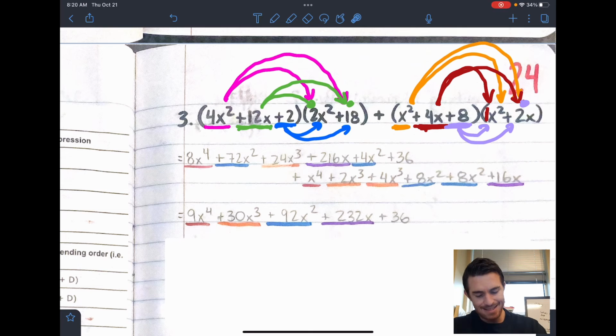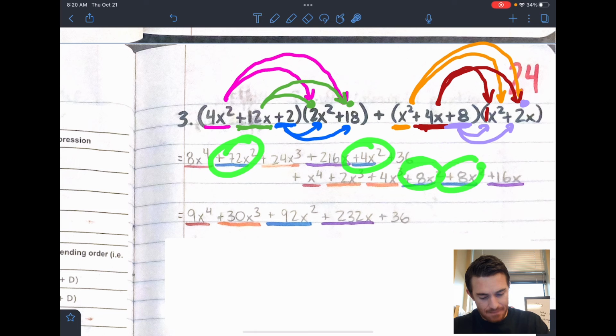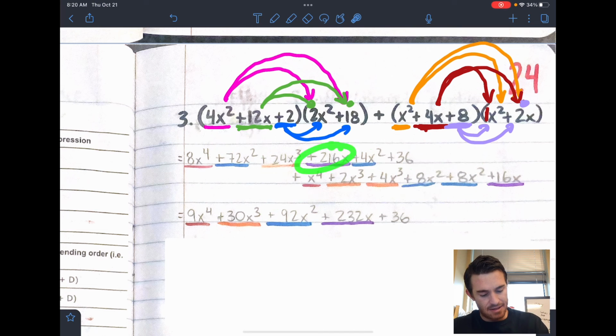Okay, so then I have my squareds, these blue ones. Okay, so 72 plus 4 plus 8 gives me 92x squared. I look for my x's, gives me 232x, and then I only have one constant, which is my 36, and there's my simplified solution there.